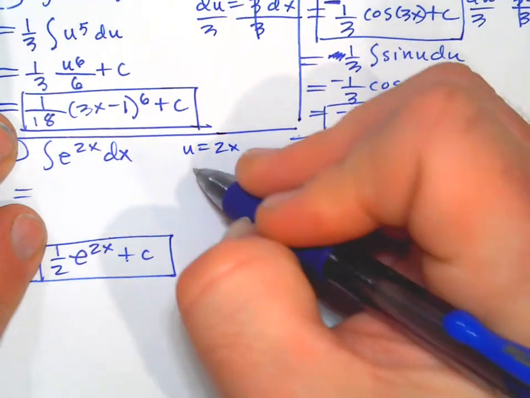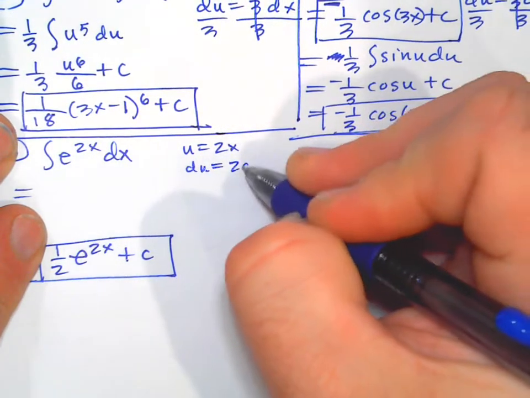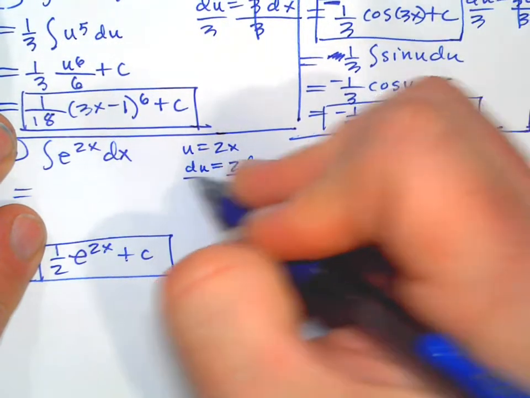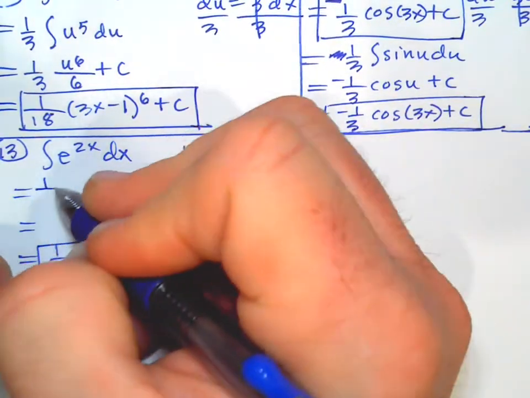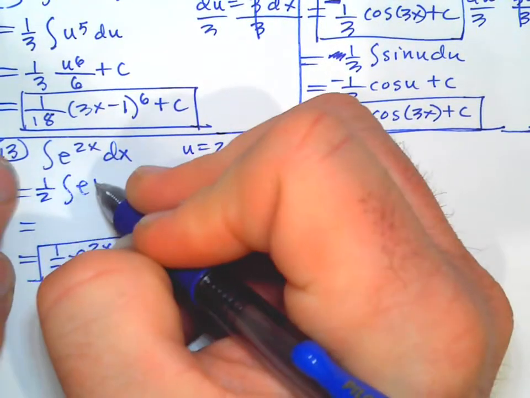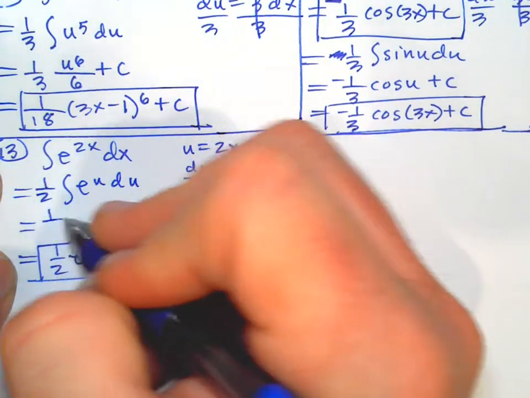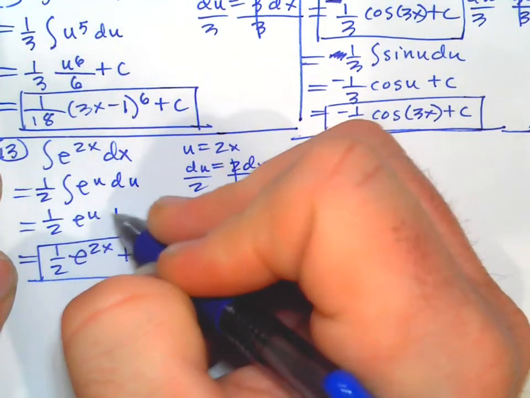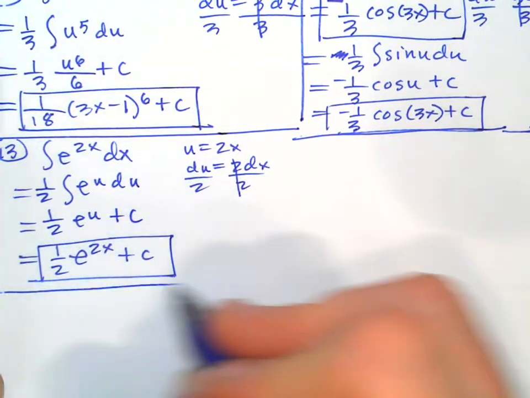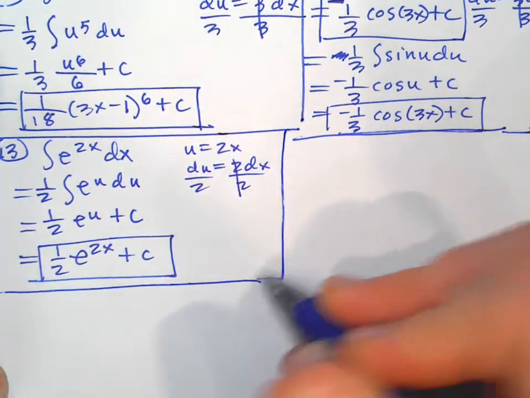u equals 2x. du equals 2 dx. Don't want the 2. Put a 1/2 in front. e to the u du. The antiderivative of e to the u is e to the u plus c. Replace it back with the original variable. And you get the right answer.